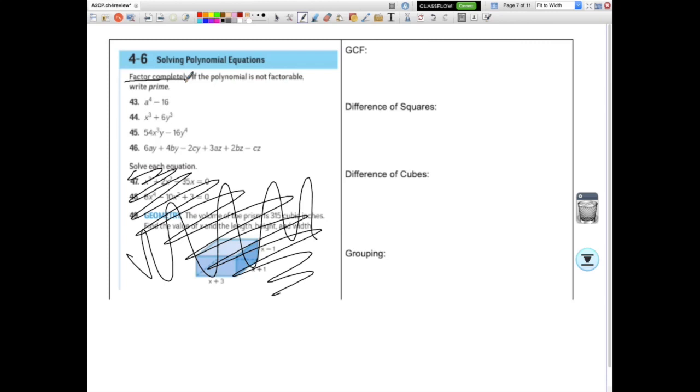And these are the strategies that we learned and put in our flip chart. So there are things like greatest common factor, difference of squares, difference of cubes. It could also be a sum of cubes. We could have grouping, okay? And those are really some of the big focuses that we had this chapter. I know I spent a couple classes just going over it with you folks, okay?